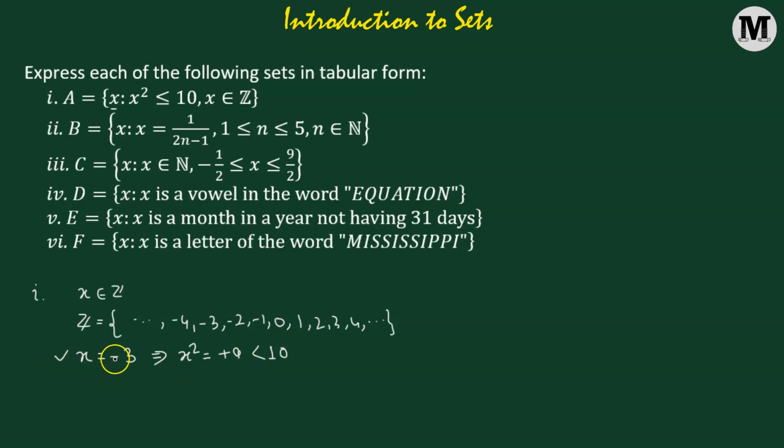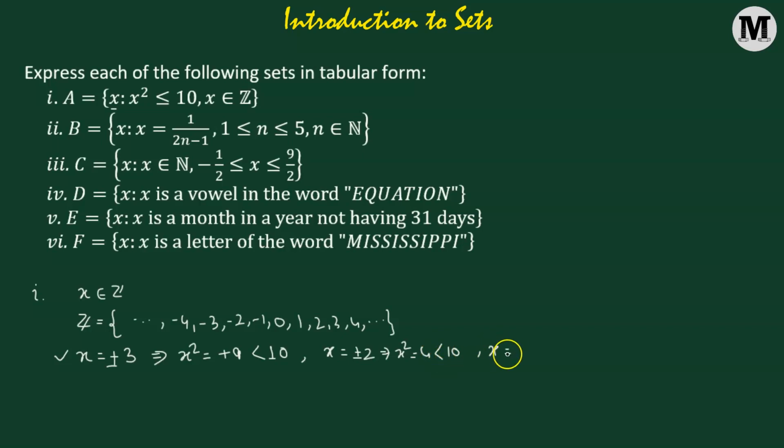Similarly, this holds true for x equals positive 3 as well. When we take positive 3 and square it, we get 9, which is also less than 10. So x equals -3 and x equals 3 are going to be included in the set. Then we can take x equals plus or minus 2 because x squared gives us 4, which is less than 10.